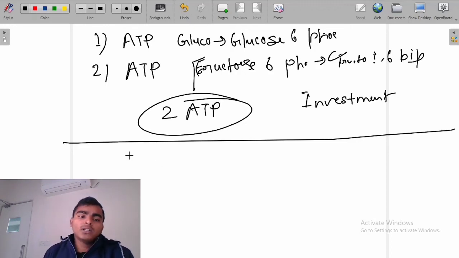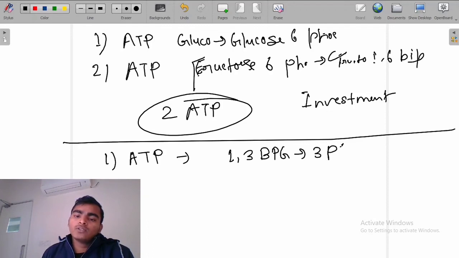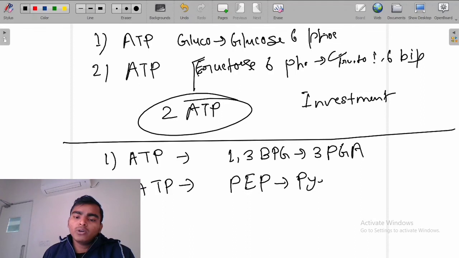Now it's time to get ATP molecules. The first ATP molecule we got when there was conversion of 1,3 bisphosphoglycerate into 3-phosphoglyceric acid. So the first phosphate molecule we got here. Then the second ATP molecule we got when there was conversion of PEP, phosphoenol pyruvate, into pyruvate.